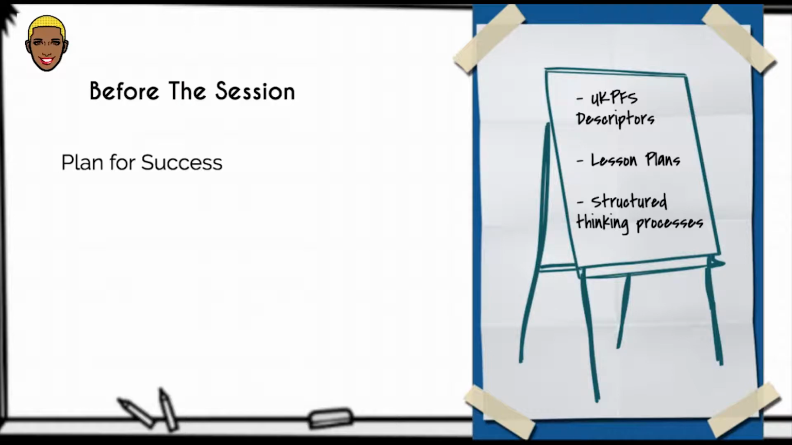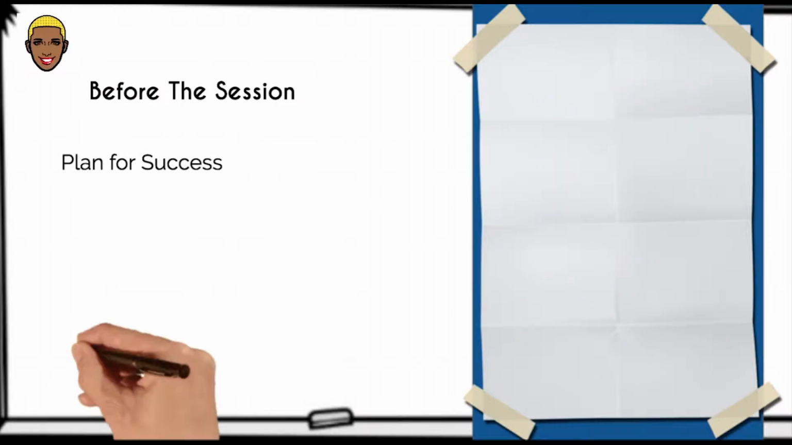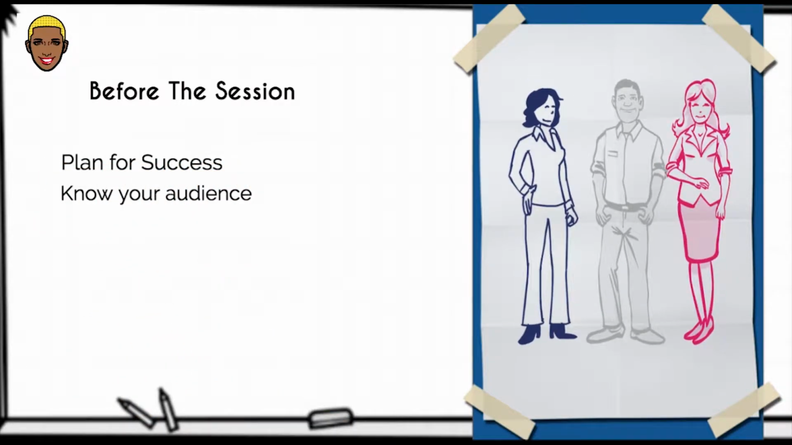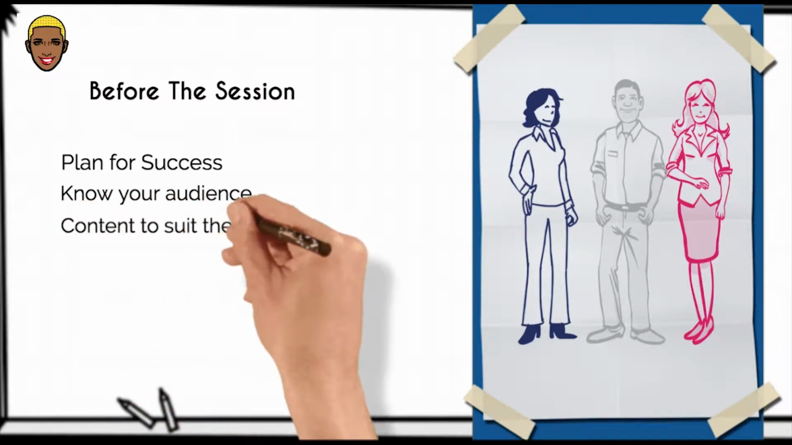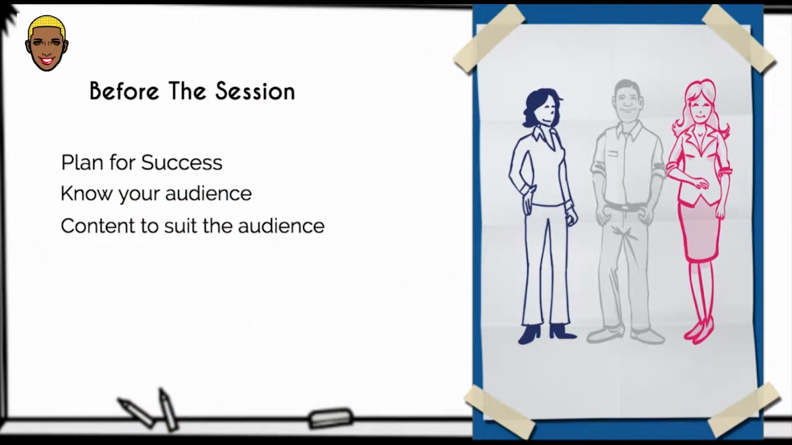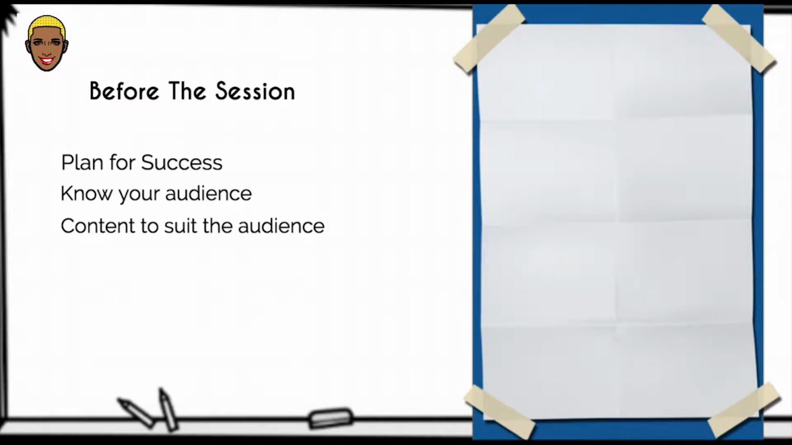So from the set of outcomes that we would have developed through this, we can begin to plan for delivery to an audience. So at this point, it's good to take the plan and begin to figure out how this would work with our audience. So we need to make sure we know our audience. This will enable us to better create content to suit the audience.